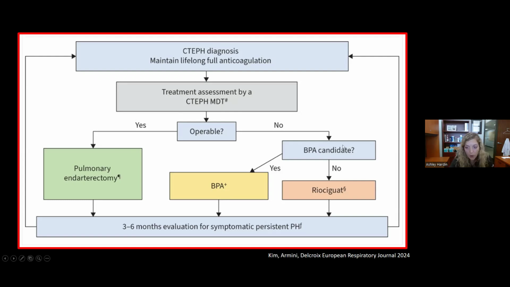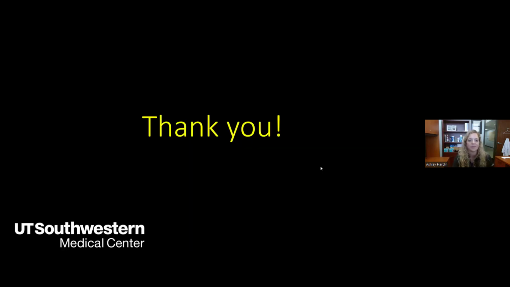If it's not operable, consider them for balloon pulmonary angioplasty for symptom relief. If they're a candidate for that, then we pursue balloon pulmonary angioplasty. If they're not, then the recommendation is to place them on riociguat. And then we evaluate them in 3 to 6 month intervals or so for improvement in their PH.